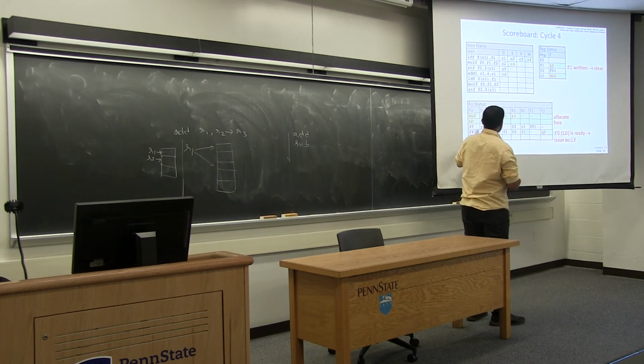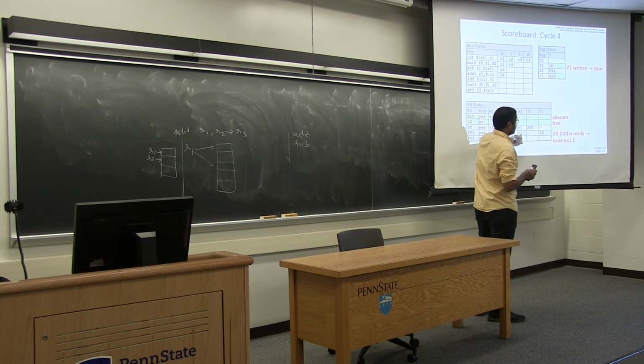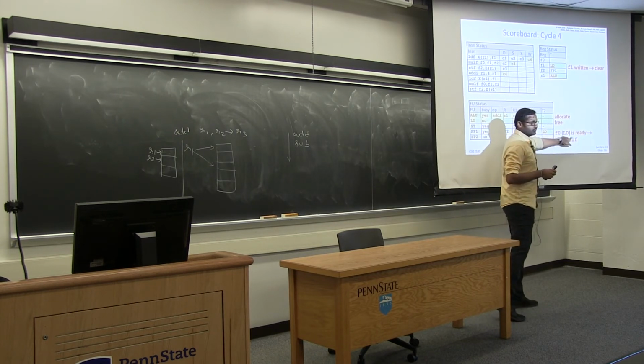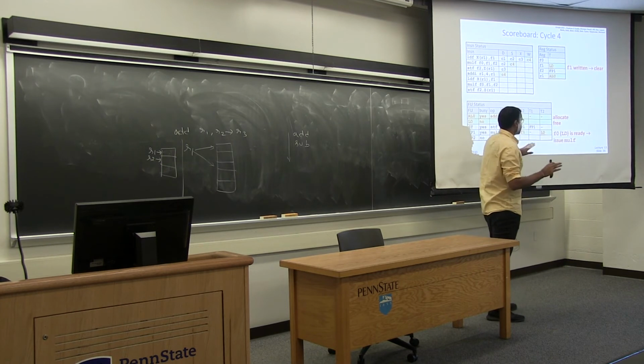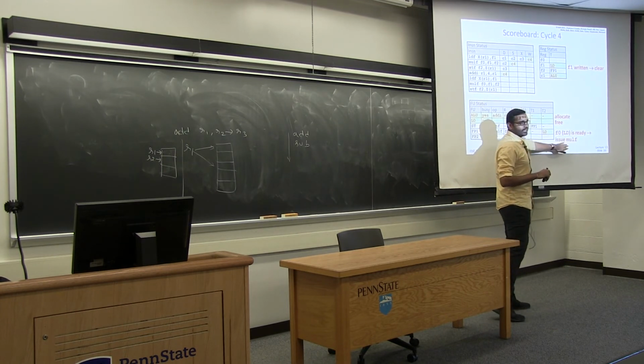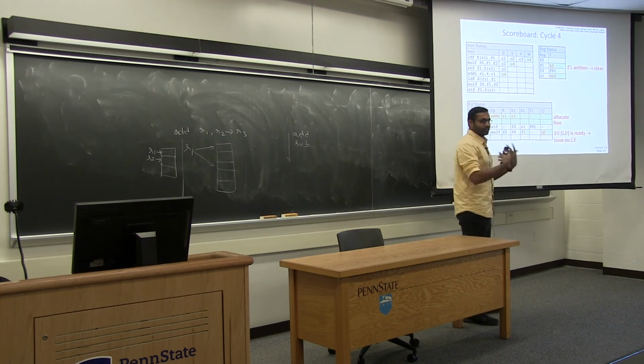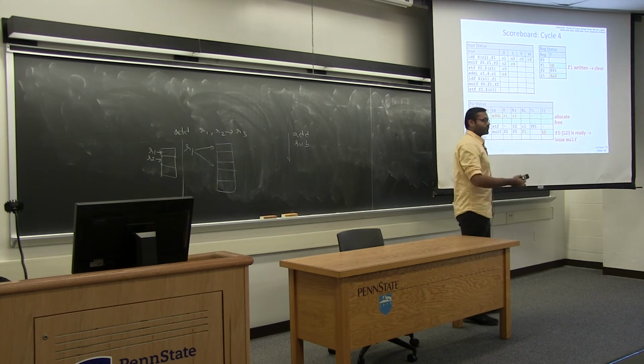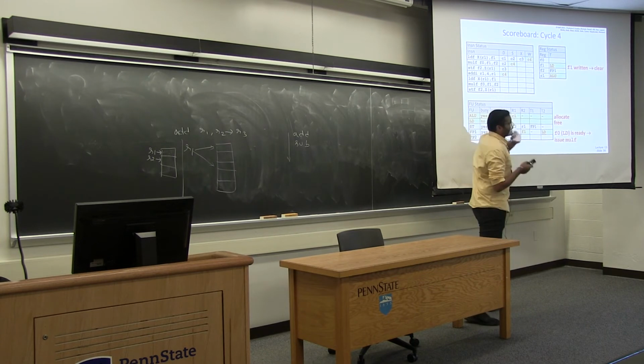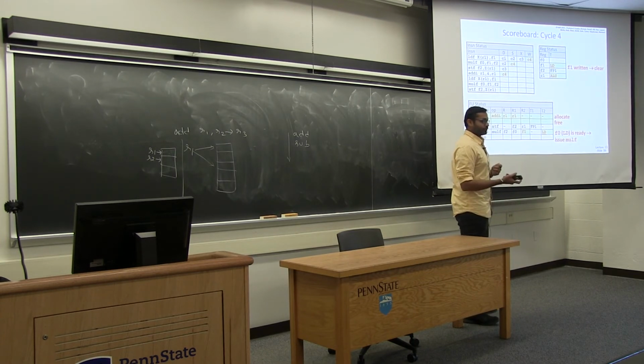Where is multiply? It's here. So F1 is ready because the load operation is completed. So now we can go ahead and issue the multiply instruction because the input operand is ready, and we can use that value to execute the multiply instruction. So in C4, the multiply instruction is issued, right?